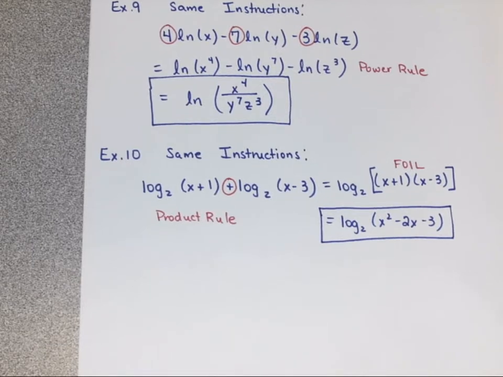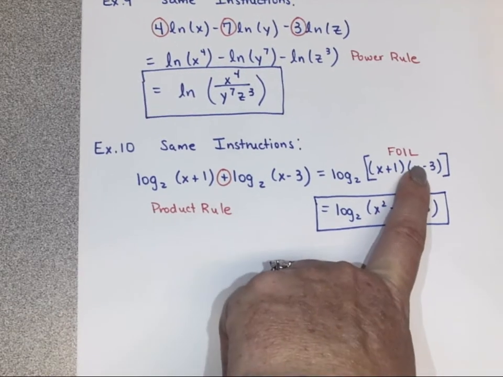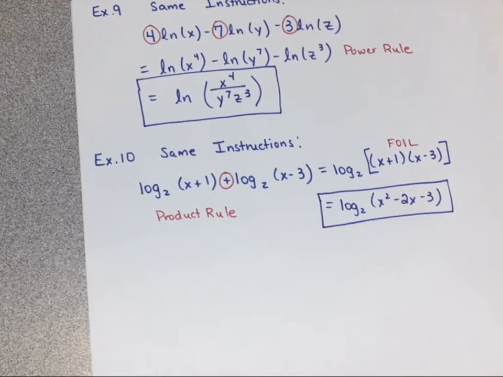What if it would have been a minus instead of a plus? How would this problem have changed? We're not going to do one, but how would it have been different? Instead of this times this, it would have been what? This over this, right? So it would have been very, very close.